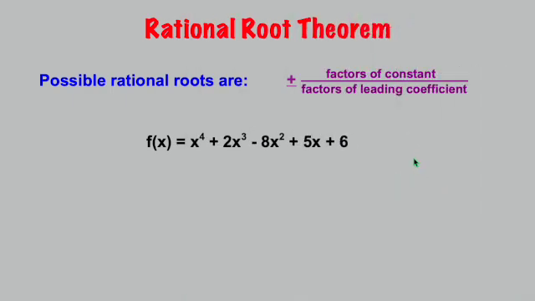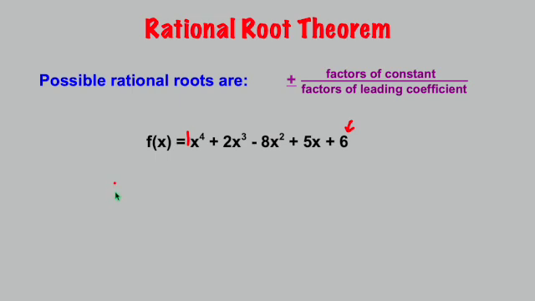Let's first take a look at how to kind of narrow down our search here. And there's something called the Rational Root Theorem that says the possible rational roots are plus or minus, and then we have this fraction over of the factors of the constant divided by the factors of the leading coefficient. So I know that's a lot of verbiage and it might be a little confusing right now, but the constant is the number on the end here. So the constant is 6, and the leading coefficient is, find your highest power, which is x to the 4th. The coefficient here is 1.